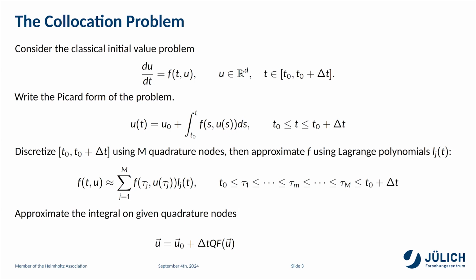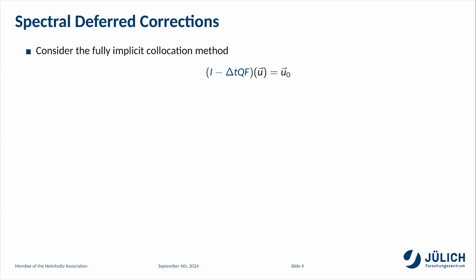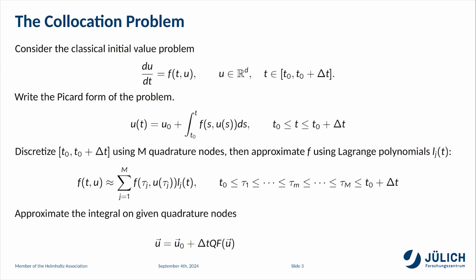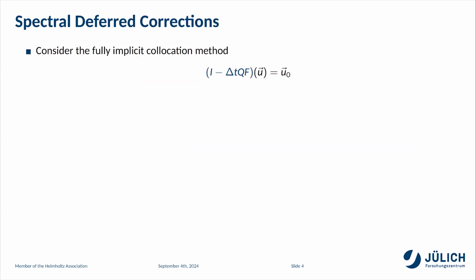Now, this collocation problem is generally dense and hard to solve. Either we can solve it using a direct solver, which we don't want to do, or we need to find an iterative solver. And this is why SDC. Here, this is just a rearrangement of this equation, so we now have a right hand side and a left hand side.